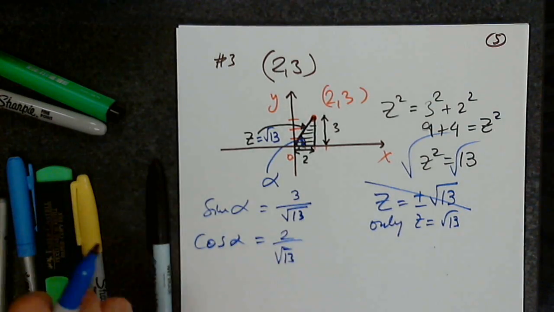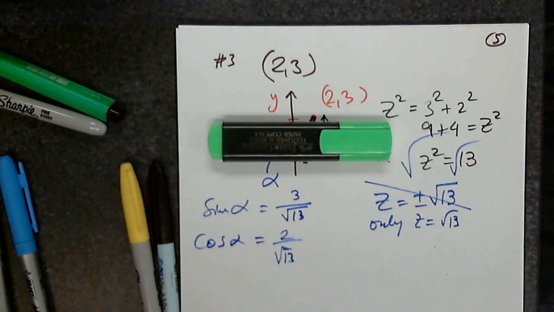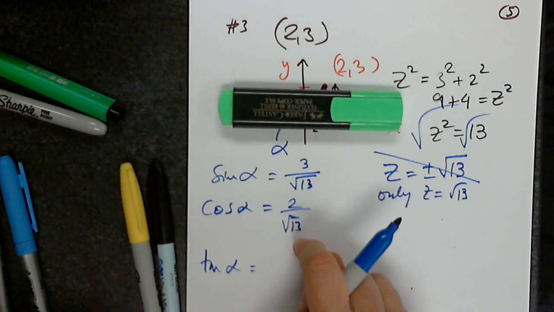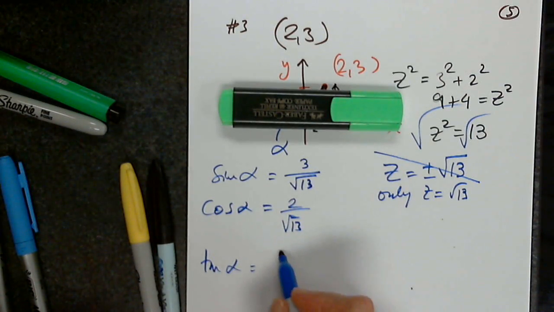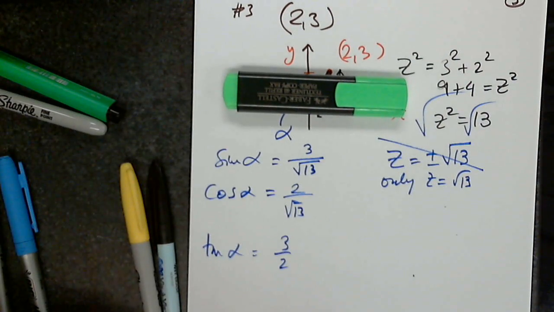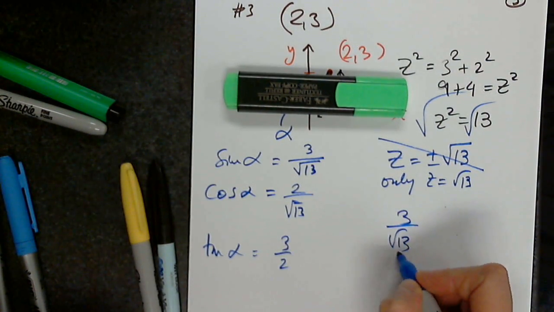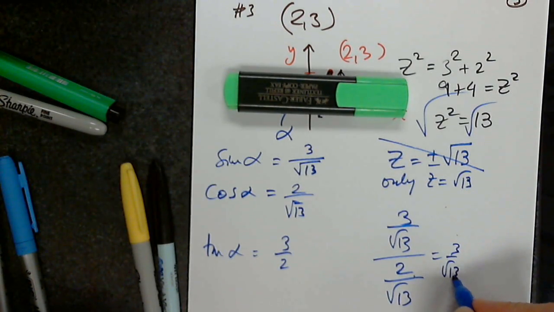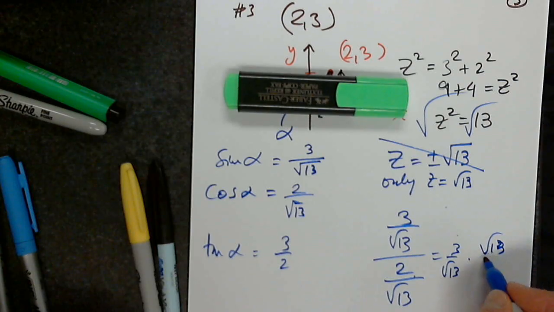Now I don't need this anymore. I don't care for it, because I know the tangent is this over this, and when I flip it, I get 3 over 2, and I simplify the square root, right? 3 over the square root of 13 divided by 2 over the square root of 13. This is 3 the square root of 13 times the square root of 13 divided by 2. So I get 3 halves.